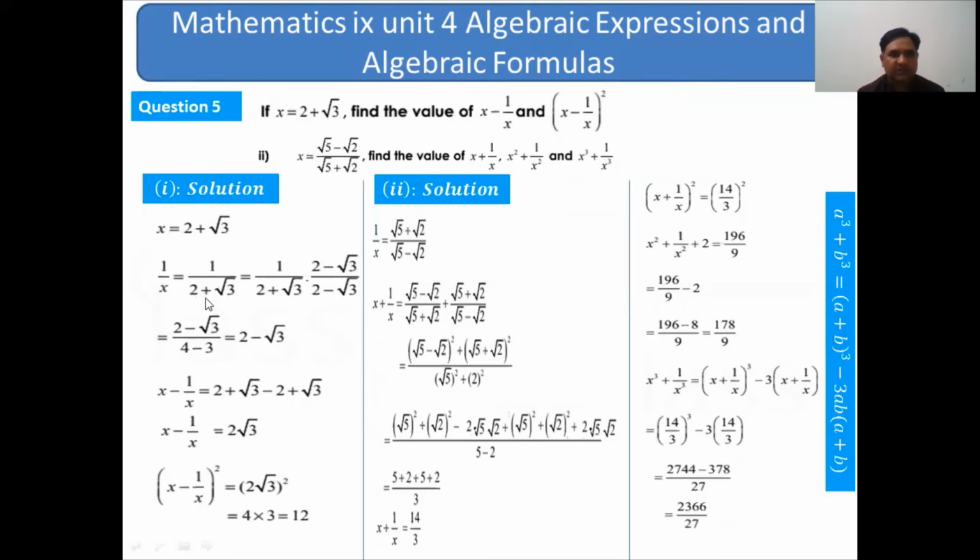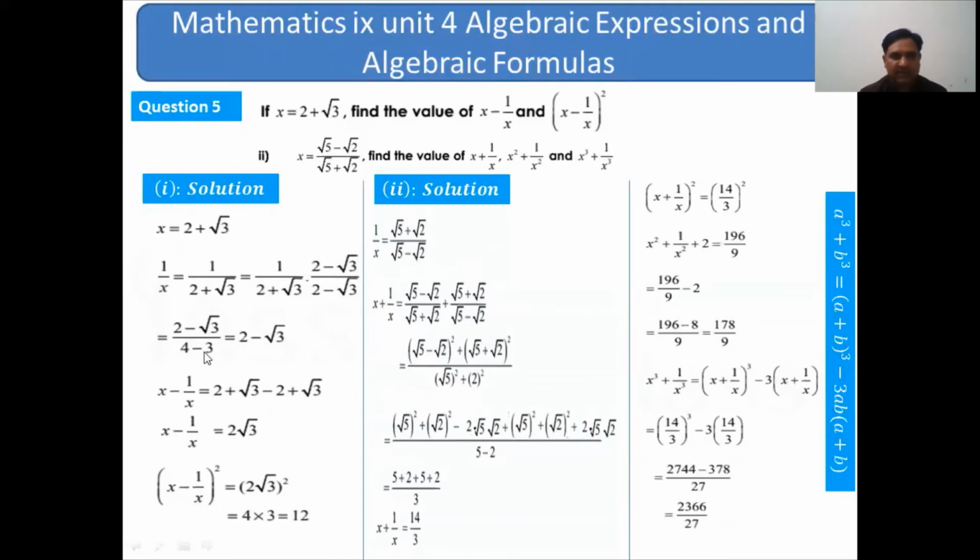To rationalize this, first we have to multiply and divide with the conjugate of this binomial surd, and the conjugate of this is 2 minus square root of 3. So we have to multiply and divide with this one. After multiplication and division, we have this form. So 1 by x will be equal to 2 minus square root of 3, and here we use the formula (a plus b)(a minus b) is a square minus b square. So 2 square is 4, and minus square root of 3 whole square is 3.